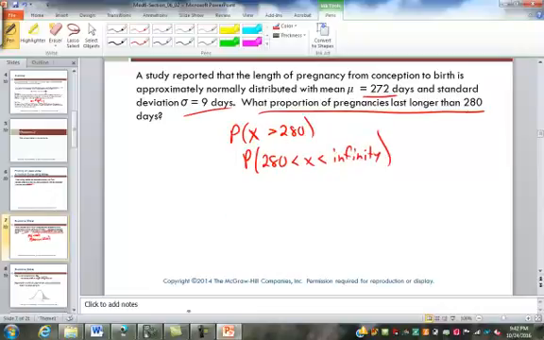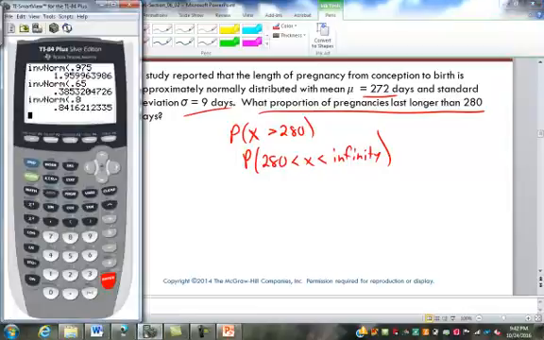So on the calculator here, second distribution. This is normal CDF. My lower limit is the 280, comma. Upper limit's positive infinity. So 1 second EE 99 is my positive infinity. Notice I did put in the comma here. I'm not using standard normal anymore, so I do have to enter my mean and standard deviation. My mean is 272, and my standard deviation is 9. So I put in my closing parenthesis in my command there, and I get 0.1870.